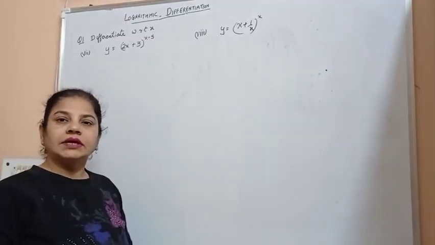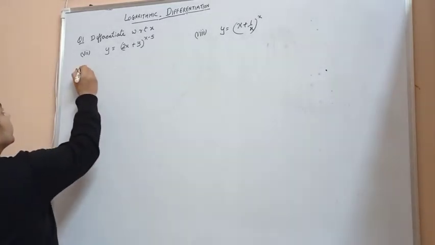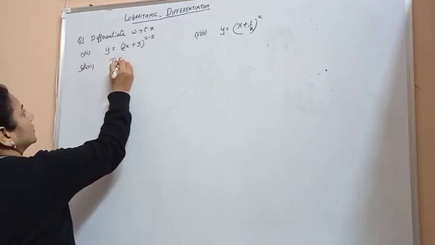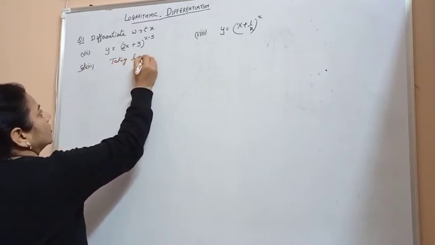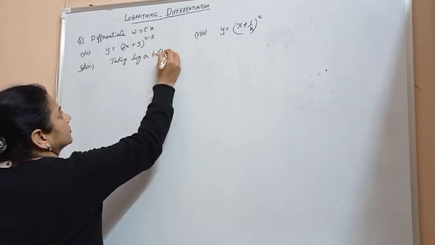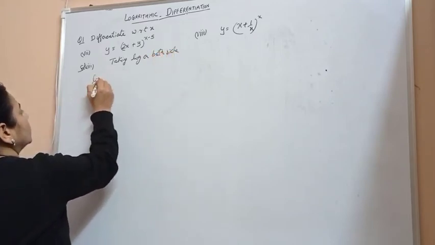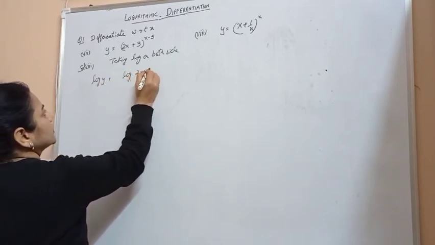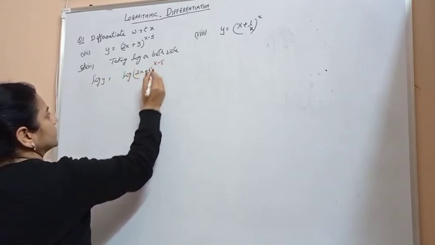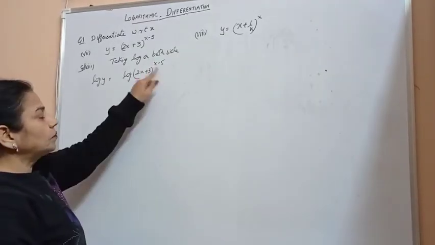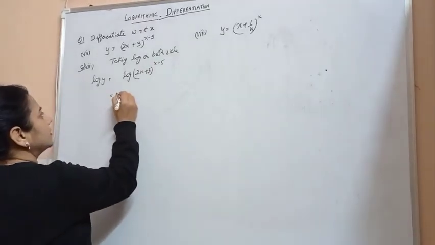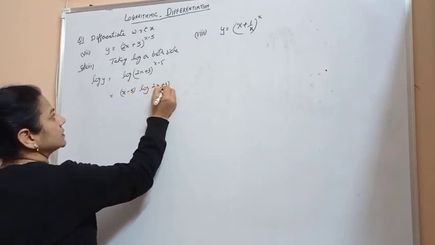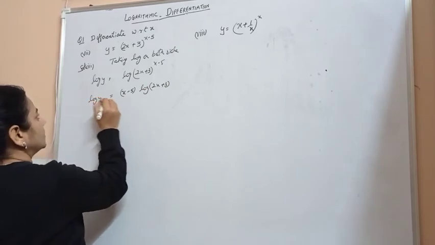Again in this question, taking log on both sides, we get log y is equal to log of 2x plus 3 to the power x minus 5. As I have taken the log, so power comes forward. So I will get x minus 5 times log 2x plus 3. Log y is equal to this thing.